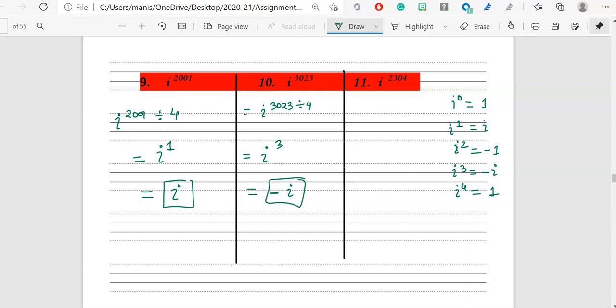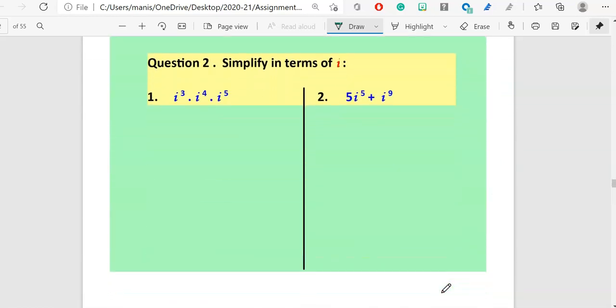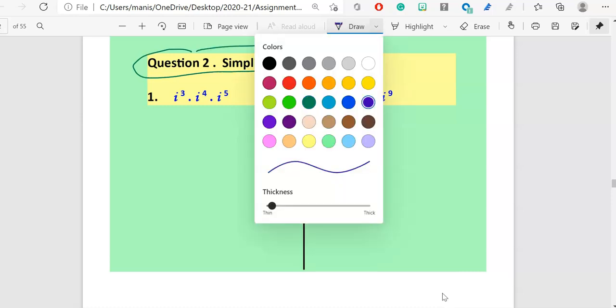I'm leaving number 11 for you, so try on your own and find your answer. Now, let's look at some questions which involve lots of i's. Make sure to copy the question. It says simplify in terms of i.